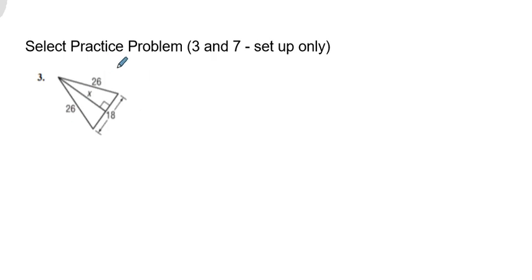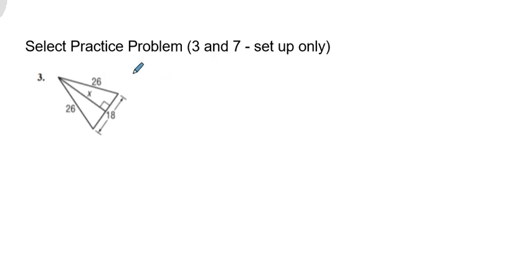But this is an isosceles triangle, and what we know about isosceles triangles is when you run your height down to the base, right, on an isosceles triangle, it always bisects the base. In other words, it always makes it into two even parts.